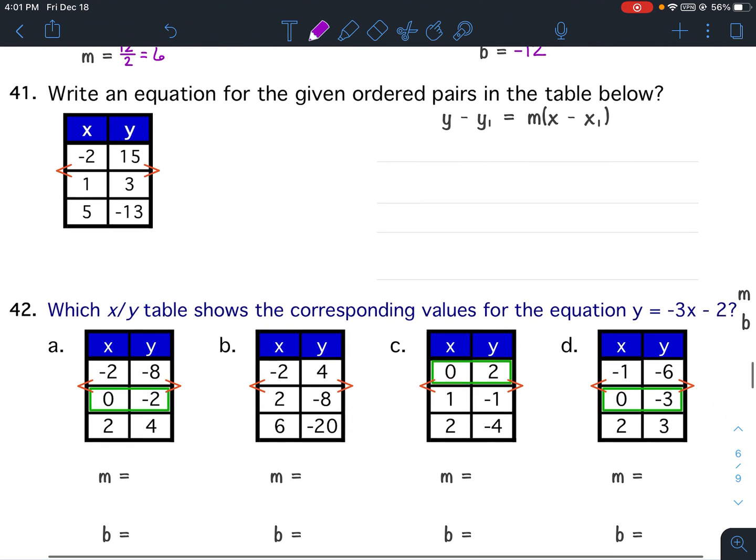41. Same thing, write an equation for the given ordered pairs in the table below. But unfortunately this time we were not giving x is 0. When you're not given x is 0, that's when you have to use the point slope form.